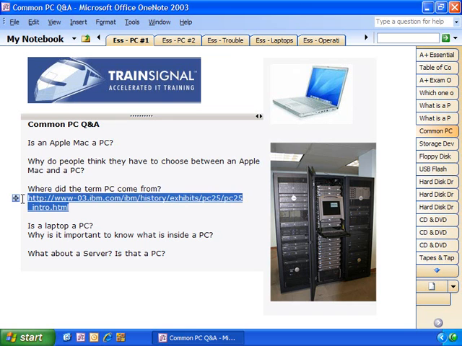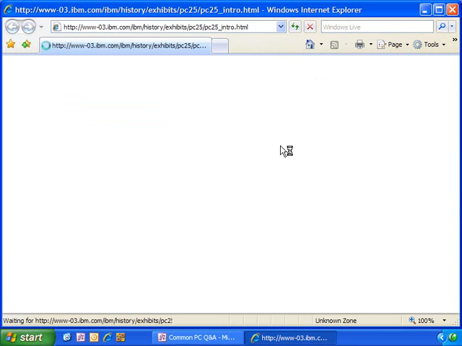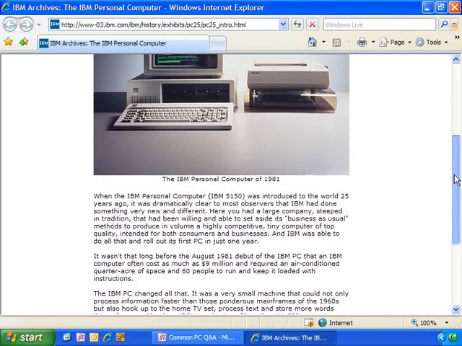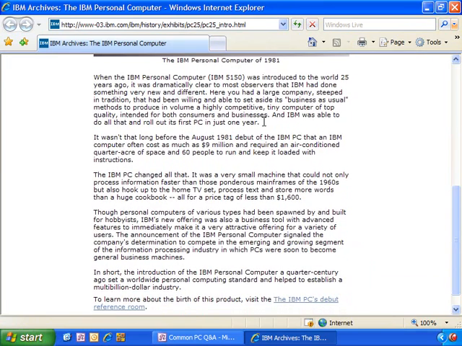So where did the term PC come from? Well, let's look at a little bit of history here. I'm going to click on this web link. And this is an IBM archive website, and it talks a little bit about the history of the personal computer. So here it says the IBM PC's debut, and here you see a picture of the IBM personal computer back in 1981. Now, IBM launched the IBM 5150, and it was introduced some 25 years ago, back in 1981.